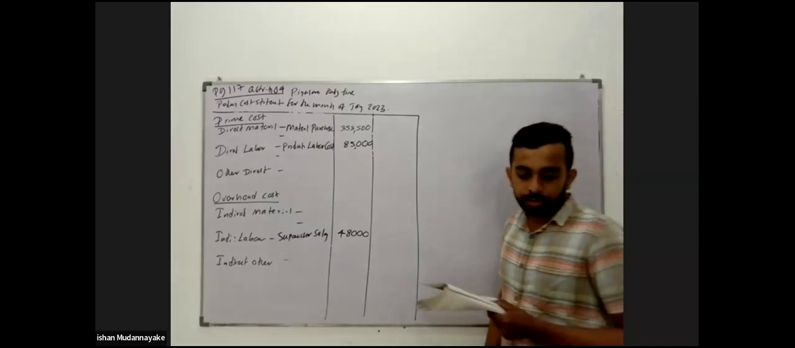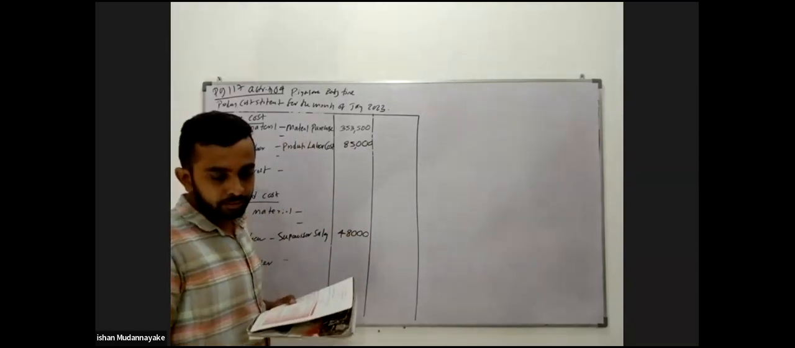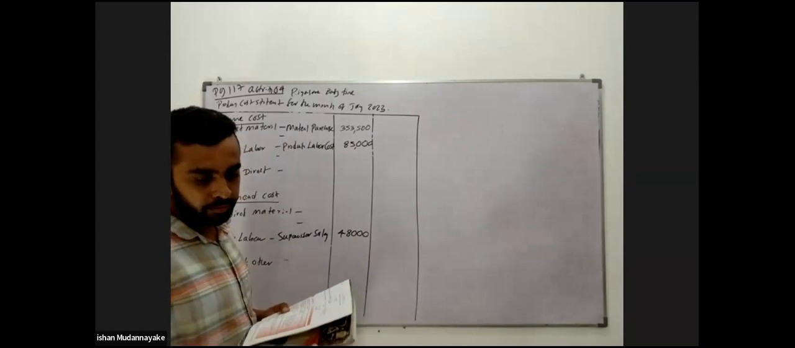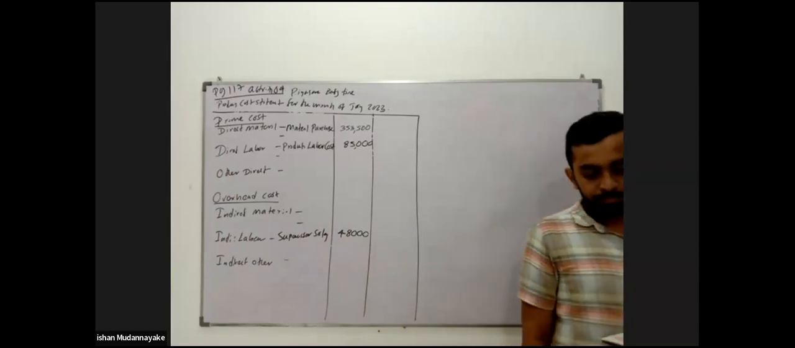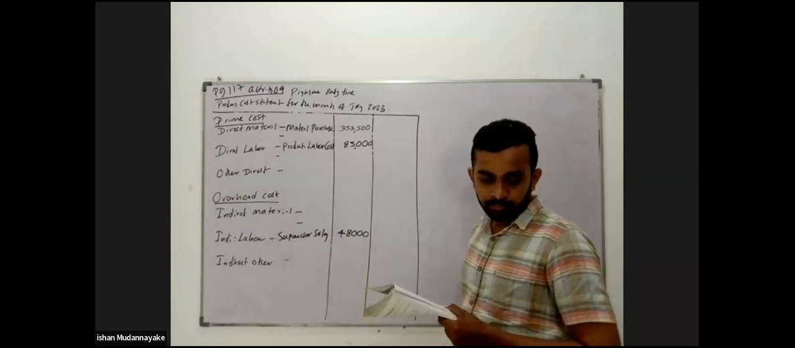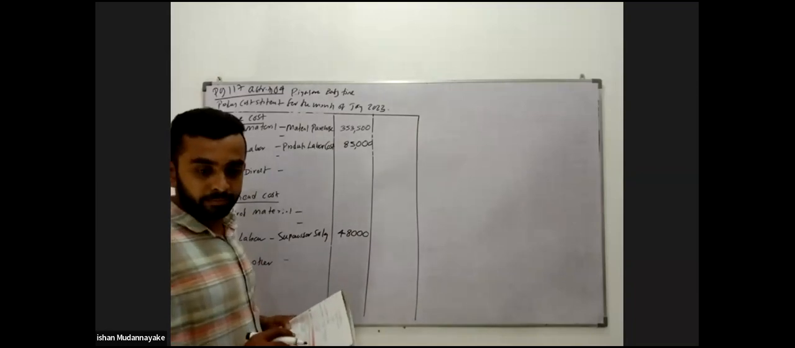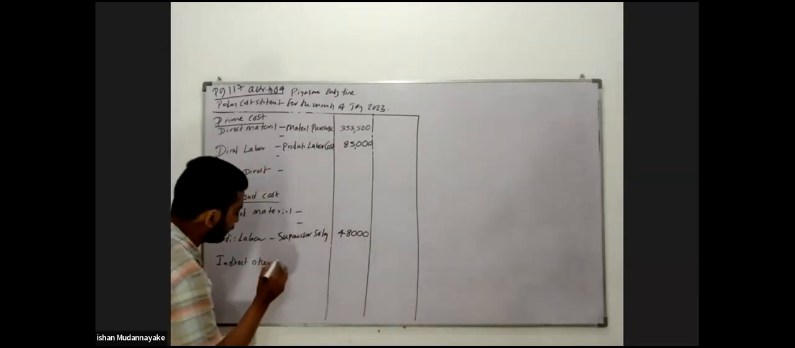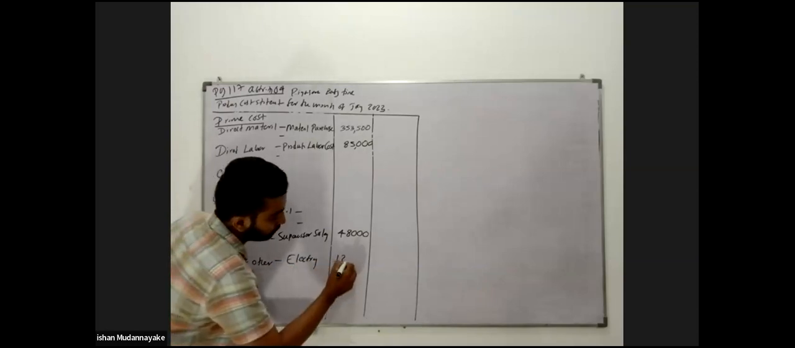And then factory electricity. How to classify factory electricity? Yes, other expenses. Factory electricity, indirect other. Here electricity 12,000. Indirect other expenses.